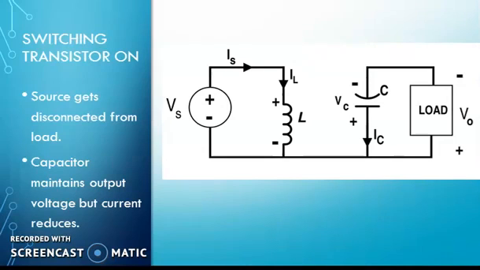When the switching transistor is on, at that time the source is isolated from the load as the diode is open. The source is disconnected from the load. And the capacitor tries to maintain the output voltage as the capacitor is already charged. When the switch is off, the diode will get forward biased due to the inductor polarities. As the inductor releases its energy, it has opposite polarity, and the capacitor again starts charging.